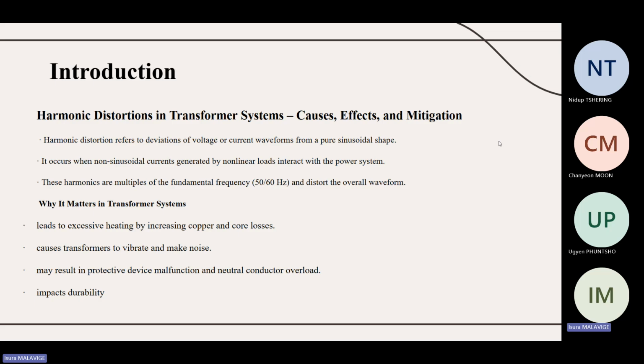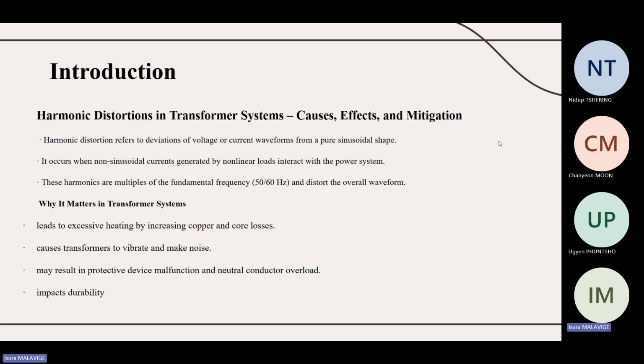We are talking about the causes, effects, and mitigations of harmonic distortion in transformer systems. Harmonic distortion refers to the deviation of the voltage or current wave from the pure sinusoidal shape. It occurs when non-sinusoidal current generated by nonlinear loads interacts with power systems.